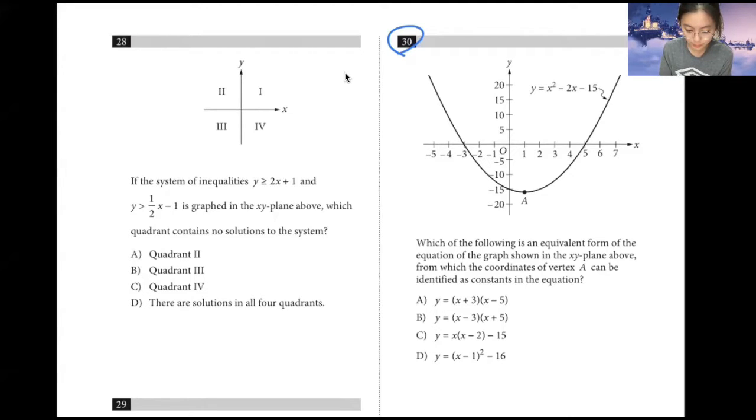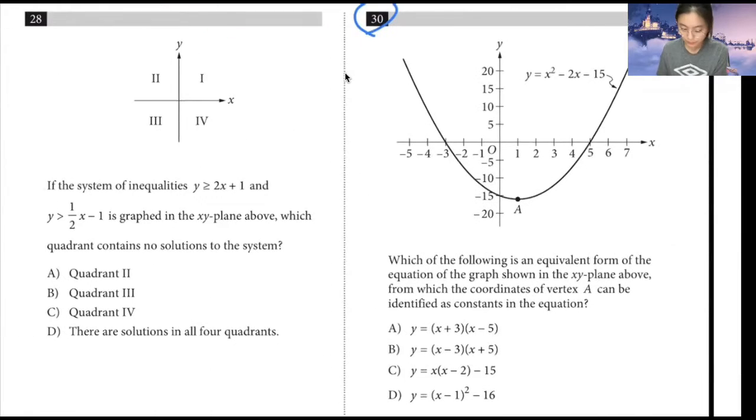A parabola is the curvy graphs. Curvy graphs. It's not the linear one, which looks like a straight line. It's not that. It's usually like this or that. So let's read the question.